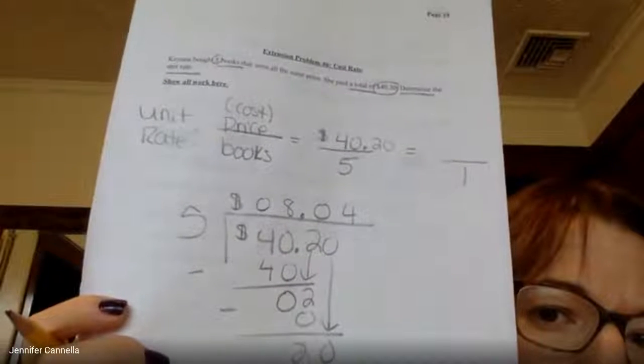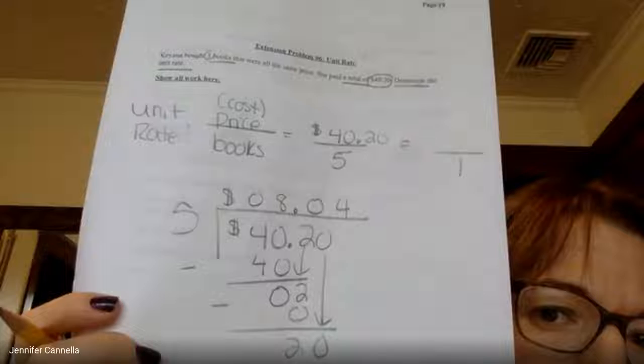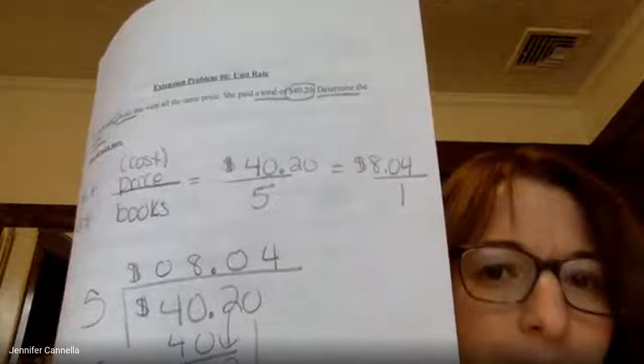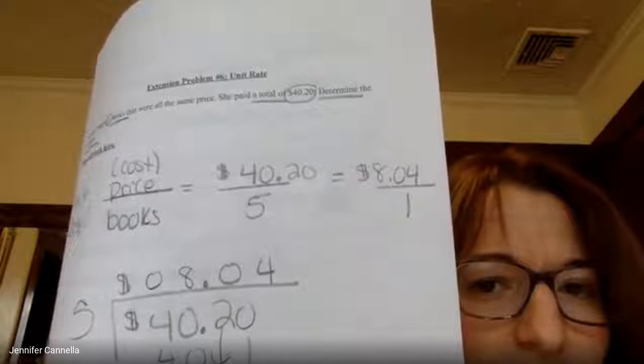And there you have it. How much is one book? $8.04. Yep. $8.04 times 5 will give me $40.20. So I'm going to write $8.04 over 1 is equivalent to $40.20 over 5. That is my unit rate. Each book, every book, per book is $8.04. Does anyone have a question on what we just did?